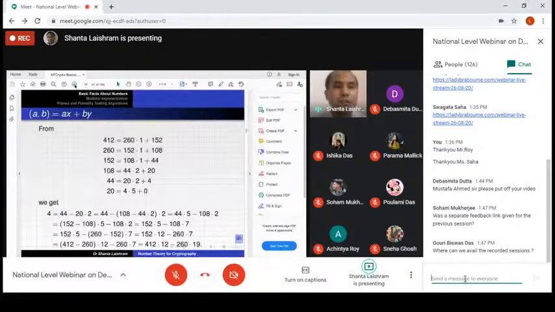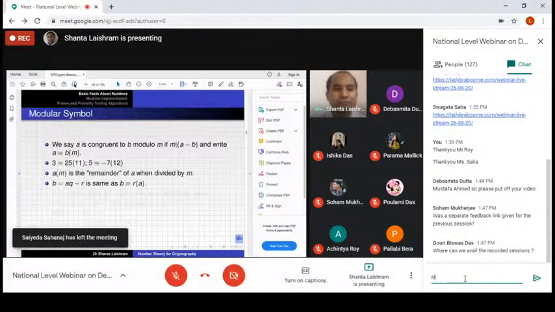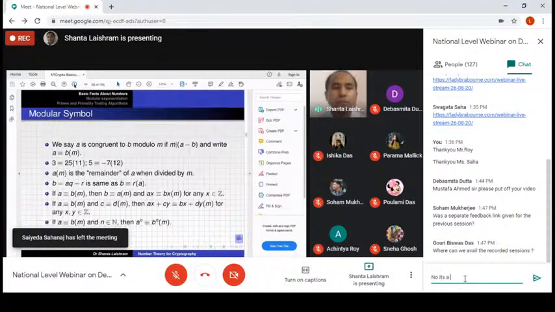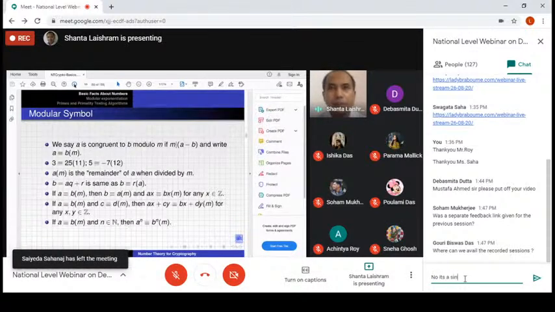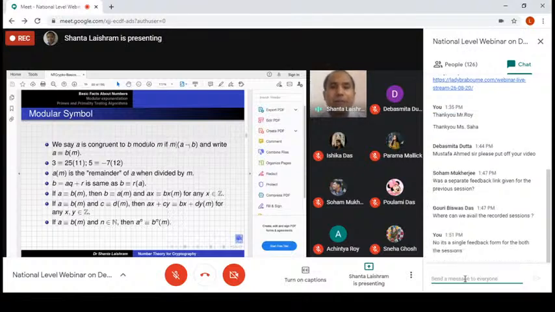Okay, all right. So now I want to talk a little bit about the modular symbol. Modular symbol is nothing but, of course Abhishek also talked about the clock being modulo 12. So every hour can be written modulo 12. So that way we say that A is congruent to B modulo M if M divides A minus B, and write A is congruent to B mod M.